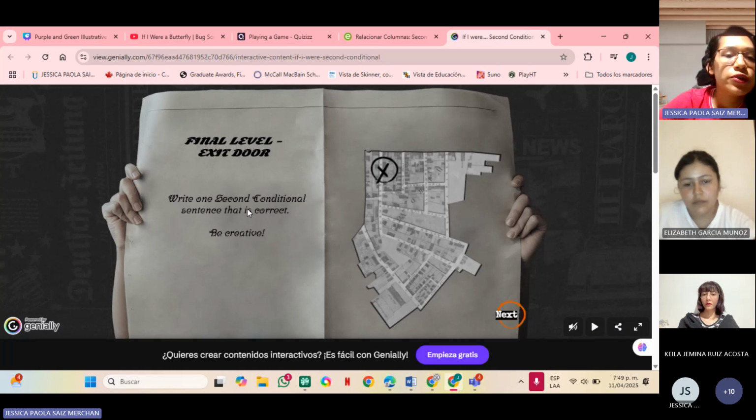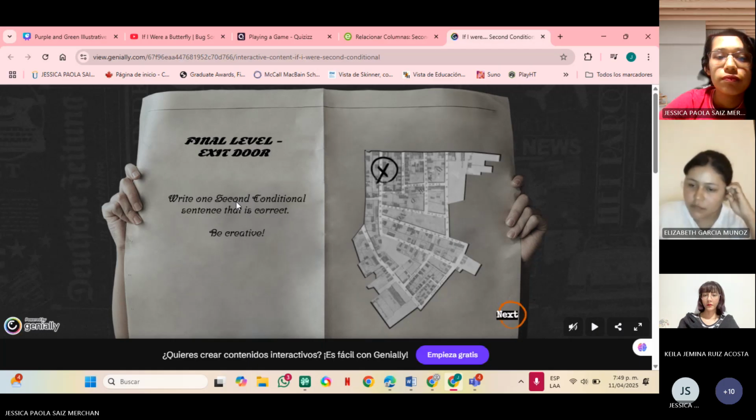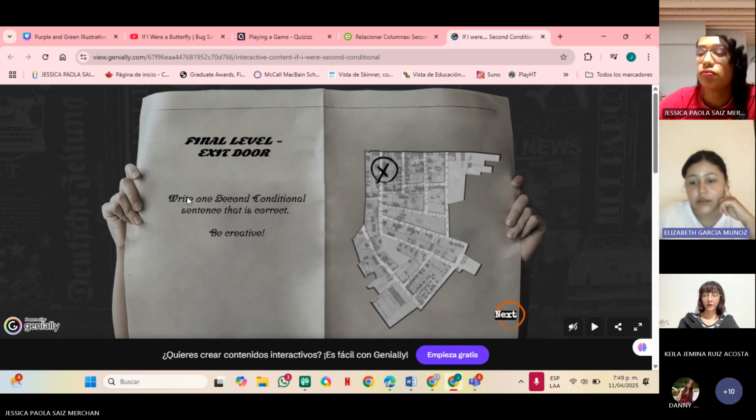Write a sentence using the second conditional. For example, if I were a bird, I will fly to the beach. They must write a sentence.